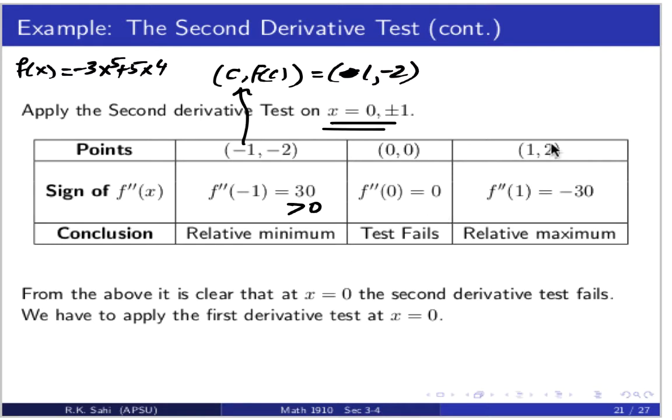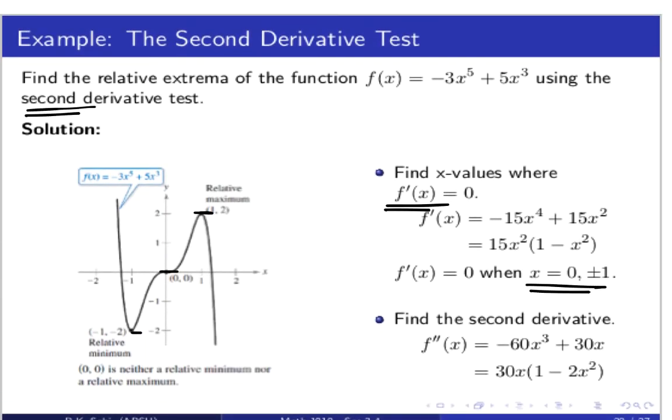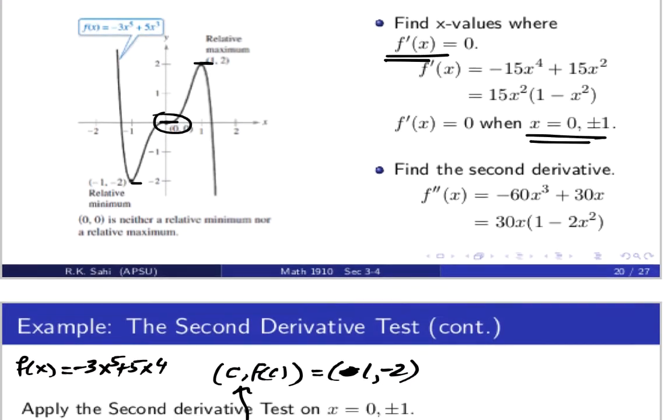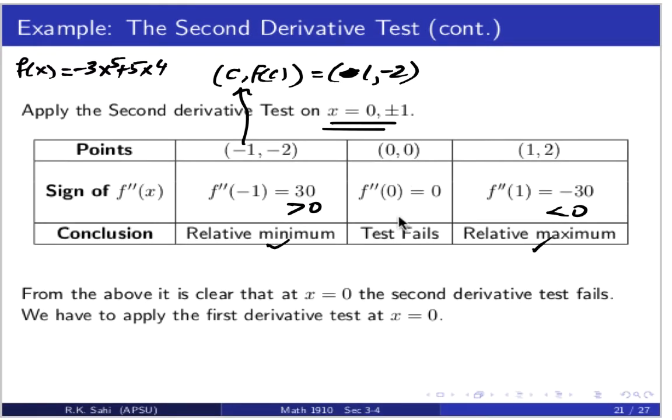At 0, the test is definitely failing. And the second derivative at 1 is a negative value. So that means at 1, it has a relative maxima. And at minus 1, it has a relative minima. And it is also very clear from the graph here. Minus 1 relative minima, 1 relative maxima. And at 0, 0, there's nothing. And that is also quite clear from the second derivative test. Still, we would like to apply the first derivative test at x equal to 0 to make it clear that it is not a maxima or minima, as we saw in the graph.